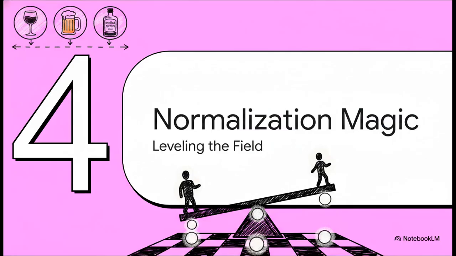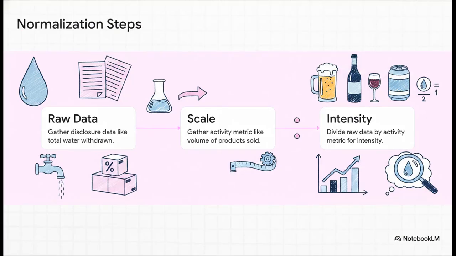All right, Section 4, the magic of normalization and how it levels the playing field. Okay, here is where the math happens, and it's actually wonderfully logical. Step 1, you grab your raw disclosure data. Let's say total water withdrawn from surface or groundwater.